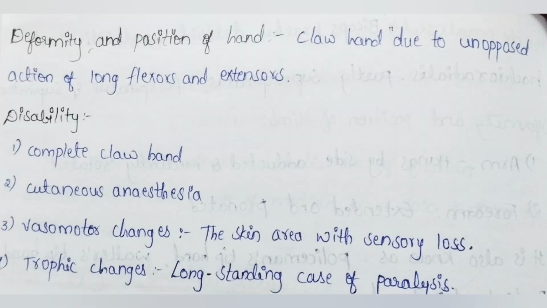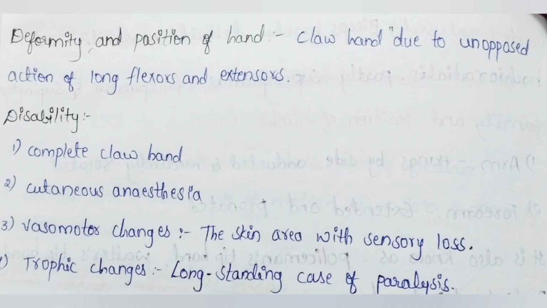Next, deformity and position of the hand: claw hand, complete claw hand. It is caused by unopposed action of the long flexors and extensors of the fingers. Next, in claw hand, there is hyperextension at the metacarpophalangeal joints and flexion at the interphalangeal joints. You should remember this. In claw hand, there is hyperextension at the metacarpophalangeal joints and flexion at the interphalangeal joints.